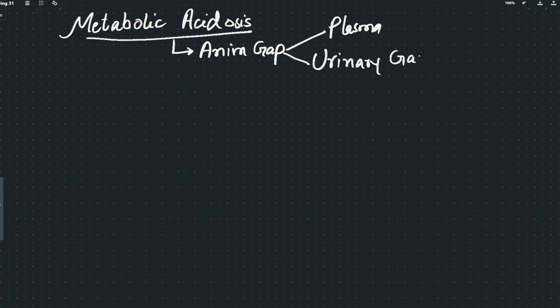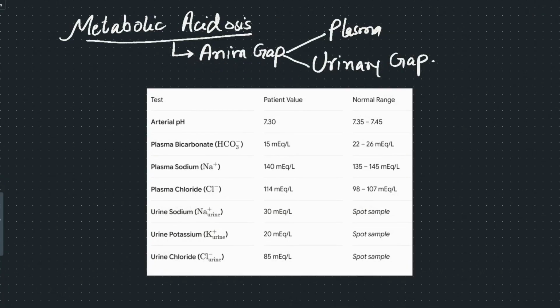And actually, to demonstrate the magic of these anion gaps, we will solve this case. Let's suppose here I have an ABG sample, an arterial blood gas sample of a patient, let's say a middle-aged woman. Here you can see the pH value and the values of different ions, and along with that we also have a urine sample report here, and we will demystify this one by one.